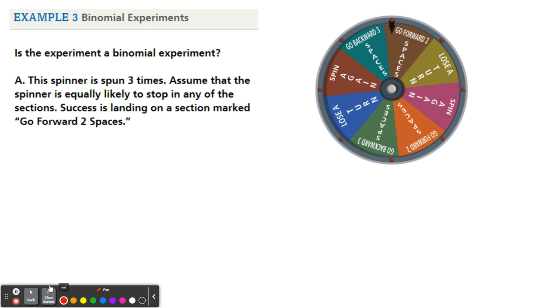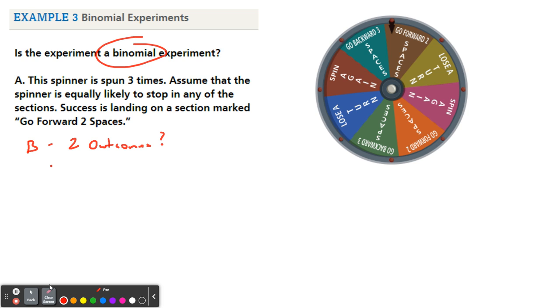Example 3 says, is the experiment a binomial experiment? The spinner is spun 3 times. Assume that the spinner is equally likely to stop in any of the sections. Your success is landing on a section marked go forward 2 spaces. So we need to do our 4 letters, B, I, N, S. B: first off, are there 2 outcomes only?